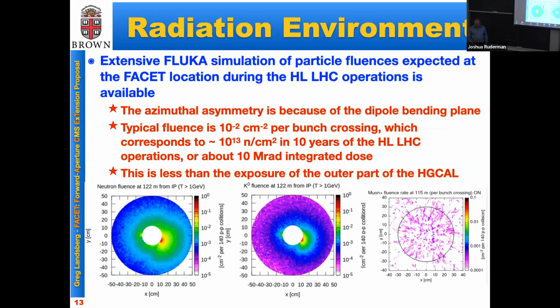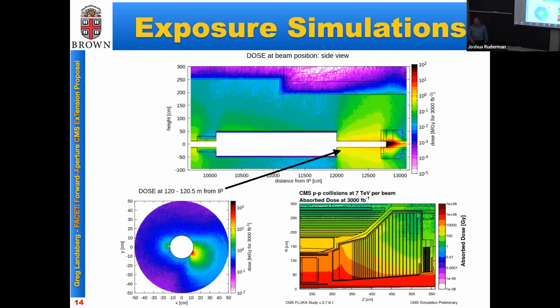On the lower side, this is the FLUKA simulation which LHC people produce for us. This is the neutron fluence, the hadron fluence, and the muon fluence. You can read all the axes, but just to give you an idea, we expect the detectors to get about 10 megarad of integrated dose over the entire High-Luminosity LHC run, which is similar to what the central part of the CMS detector will absorb.